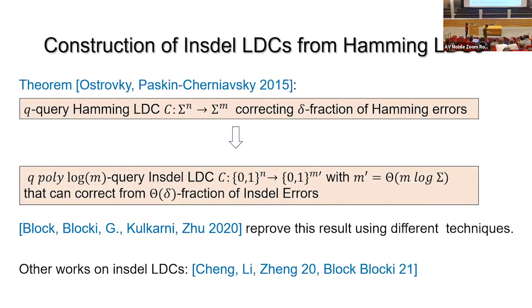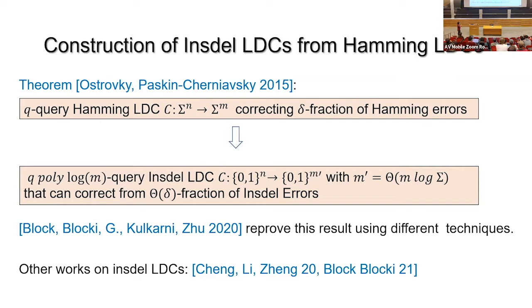Is this n the same as the n above, or is this n also n log sigma? Maybe you can repeat the question. Should it preserve the rate? I mean, within a constant factor, the rate is preserved. Okay, so you're saying forget about log sigma. Yeah, okay, sure. Thanks.